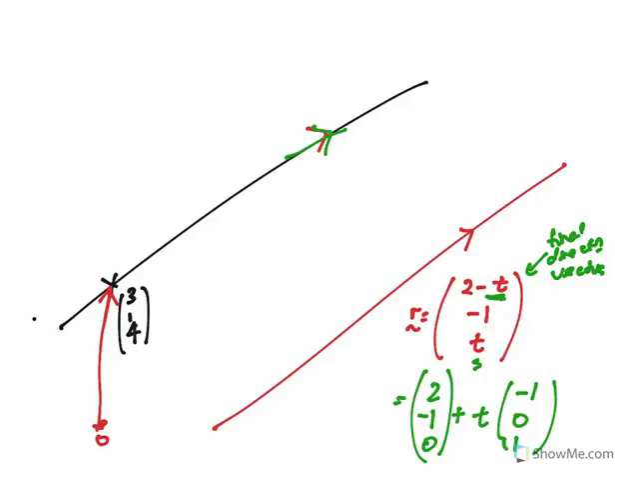Okay. Then after that, you have your direction vector t times negative 1, 0, 1. This just means that here, your direction vector can also be negative 1, 0, 1. Okay.